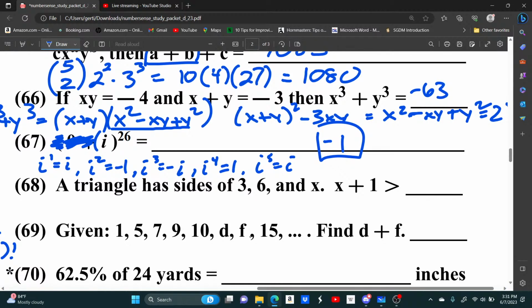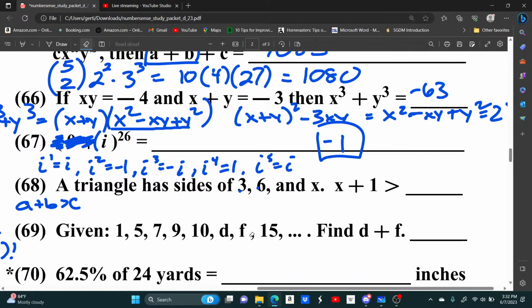All right, a triangle has sides of 3, 6, and x. x plus 1 has to be greater than what? All right, so this is like a use of the triangle inequality, where if you have the three sides, you know that a plus b always has to be greater than c. So that would mean that 3 plus 6 has to be greater than x, but okay, that's not the right form.